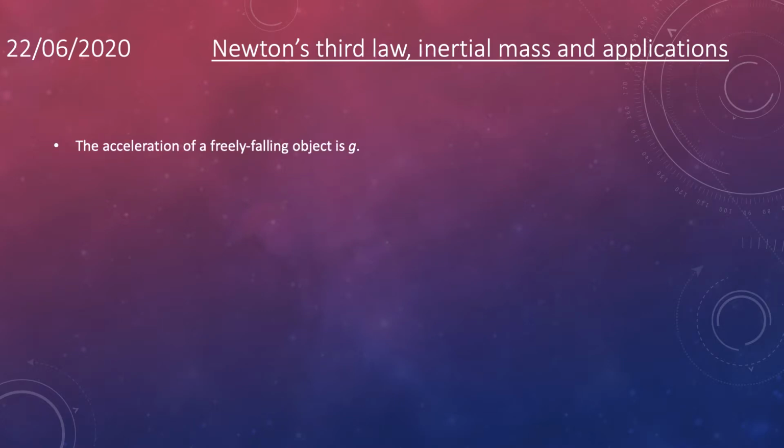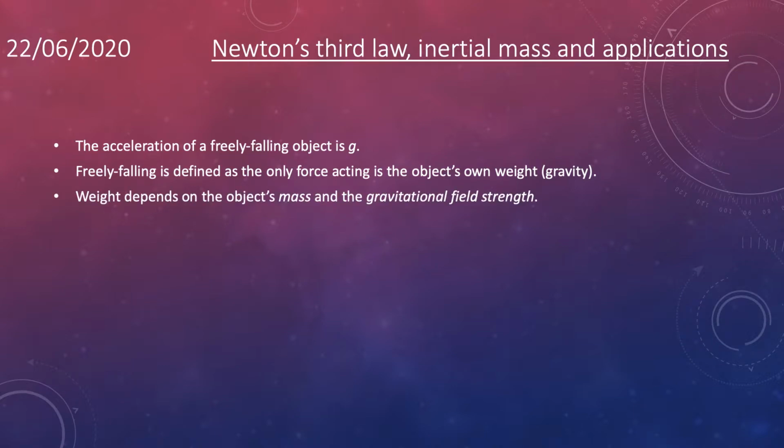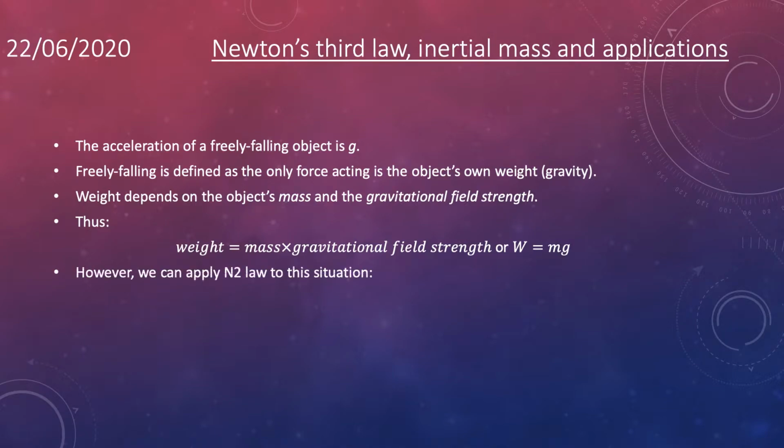So, some applications of this then. What if the acceleration of a freely falling object is g? Freely falling is defined as the only force acting on it is the object's own weight, as in gravity is the only force. Weight depends on the object's mass and the gravitational field strength. We say that W is m times g. Weight is mass times gravitational field strength. We're already aware of that one.